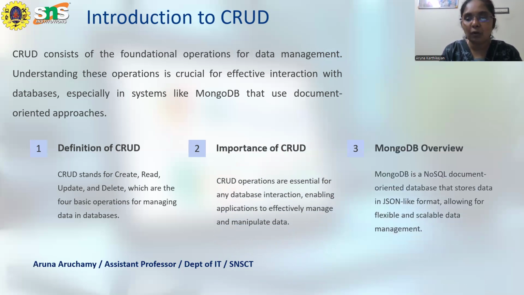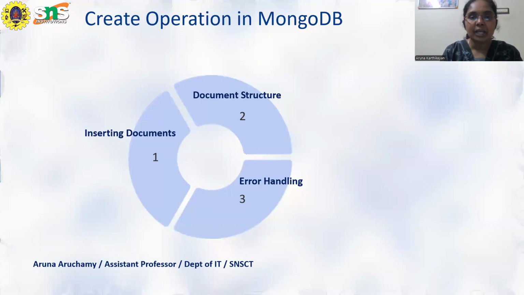The major overview is how it looks. Nowadays it is called a document-oriented database. Data is stored in a way similar to JSON. By using MongoDB, your data can be stored flexibly, and we follow scalable data management here. So this is the major overview of MongoDB. And the first operation is the create operation.